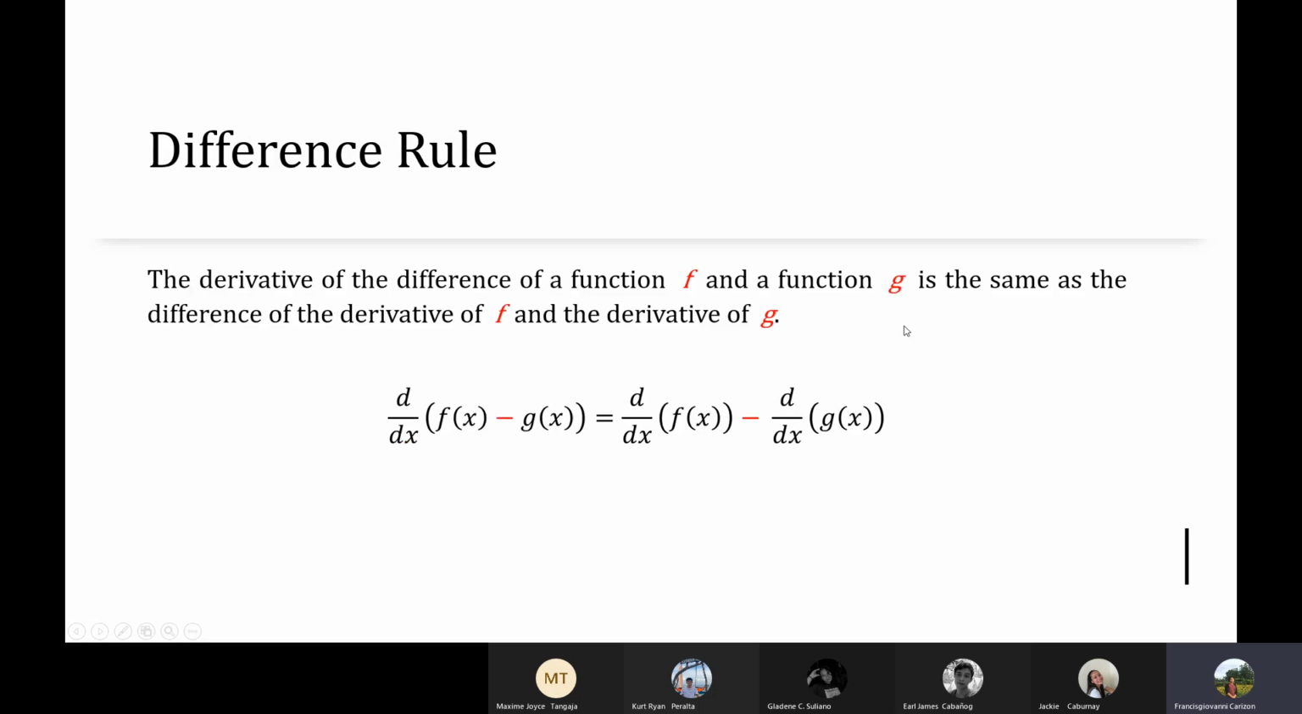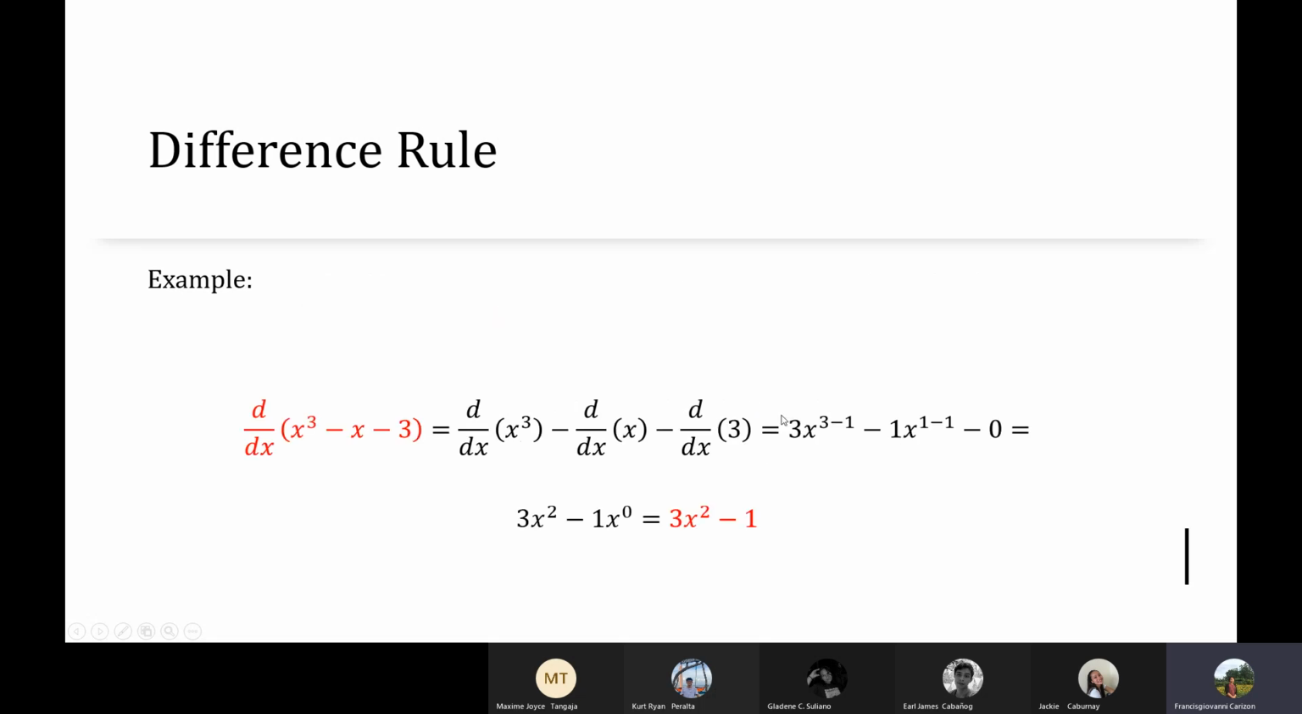Simple lang, addition rule. The difference rule is the same. The only difference is the operation. It is the same concept where you separate the terms, but the difference is the minus sign. So for example, the derivative of x cubed minus x minus 3. You separate the x cubed, the x, and the 3. Then don't forget the sign. So for the derivative of x cubed, by the power rule, you bring down the 3, then subtract 1.